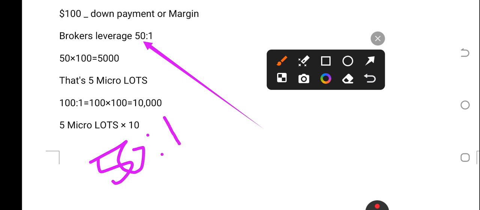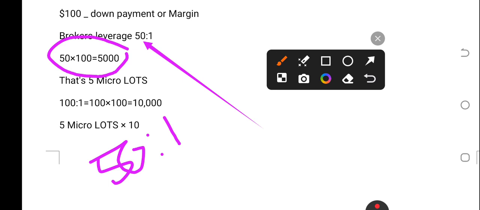50:1. Your broker is willing to multiply anything you are putting. So let's say you are putting $100. If they multiply $100 by 50, you have $5,000. You just deposited $100, but you have the power to open a trade size of $5,000. That is the power of leverage. And if you are opening a position of $5,000, that is 5 micro lots, because a micro lot you just need $1,000, right? So you can use it to open 5 micro lots.